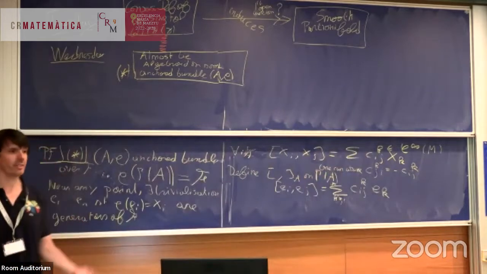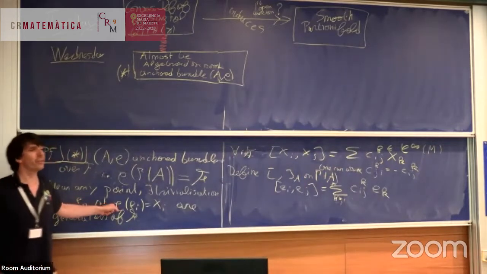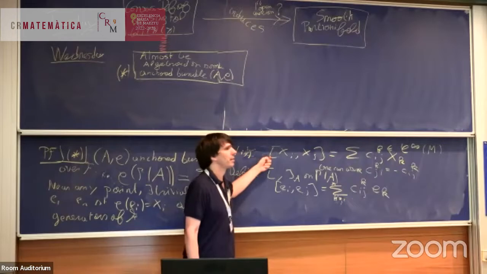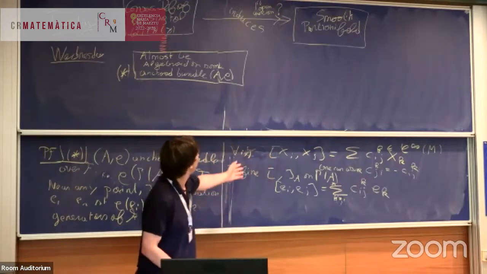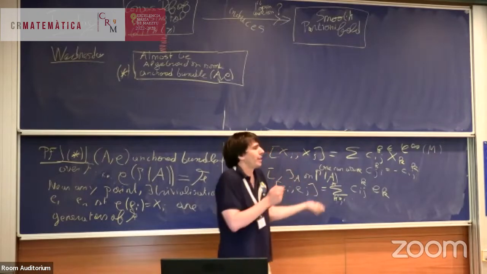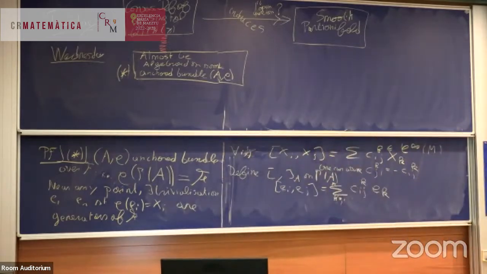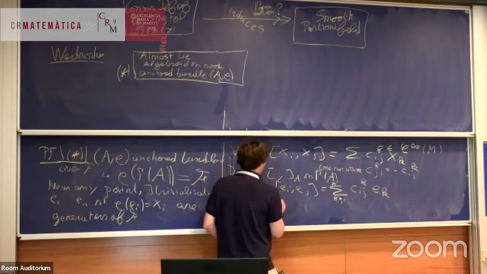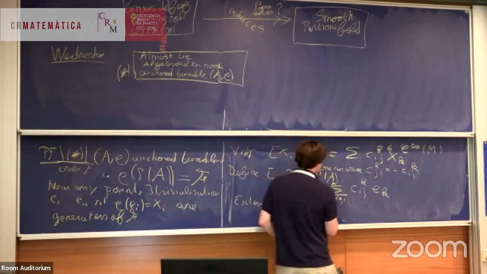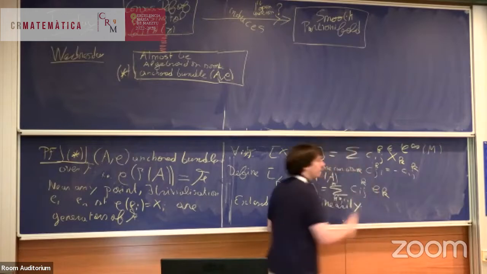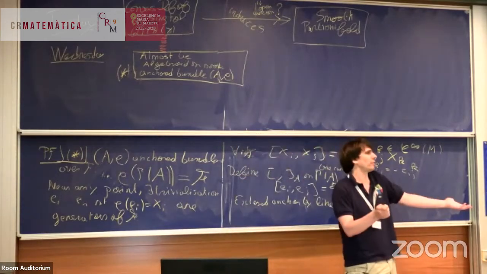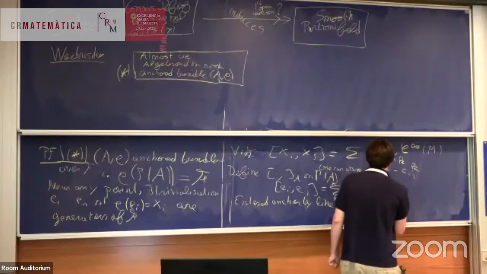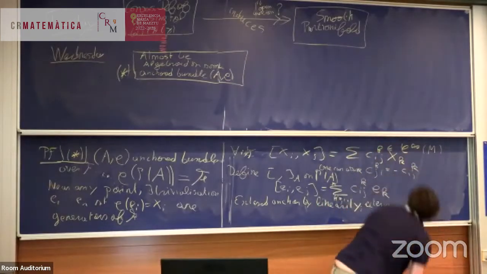Okay? But that's not enough. So far, the anchor is just defined on r elements, the trivialization. And the bracket is only defined on two elements of the trivialization. So it's not defined on the whole space of sections, but that's fine. We extend the anchor by linearity. Now that you have the anchor defined everywhere, linear over functions, you extend the bracket using the Leibniz rule.